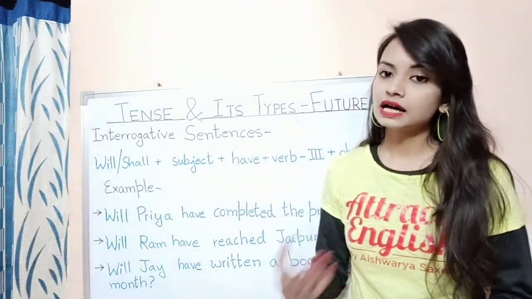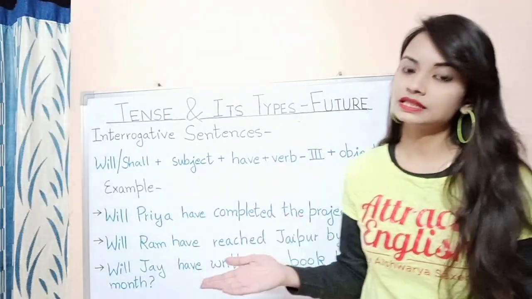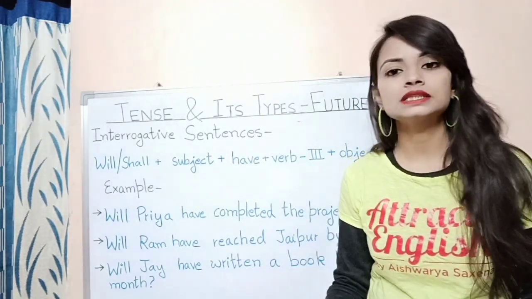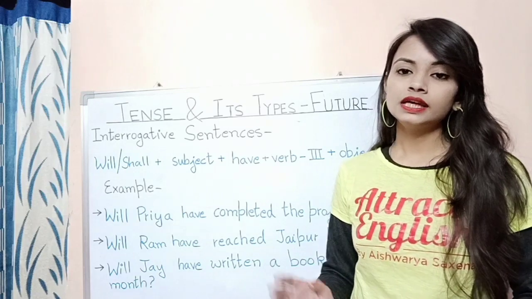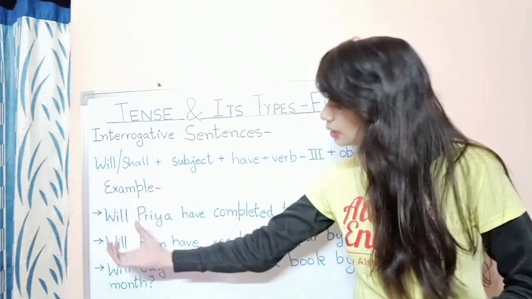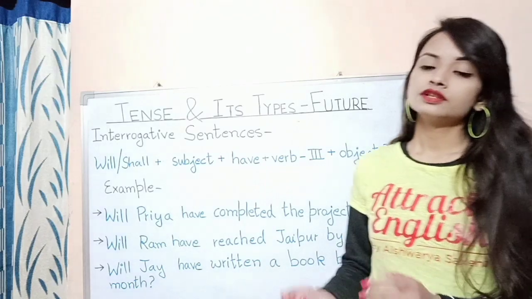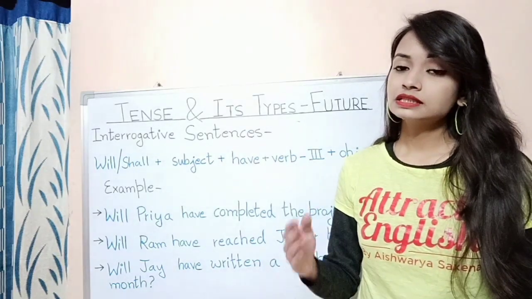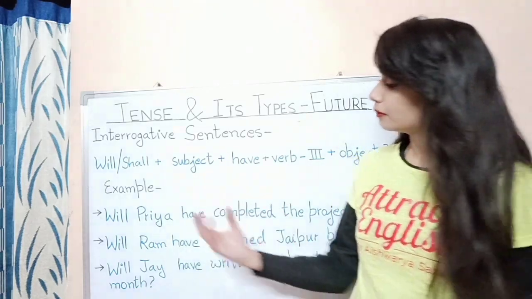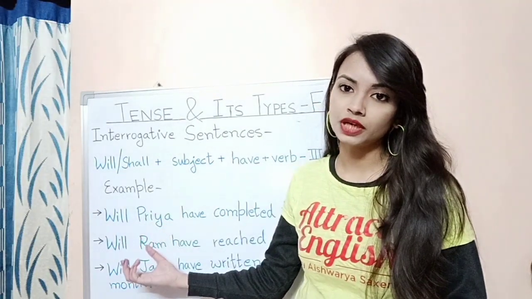Now I am asking. Earlier it was Priya will have completed the project by Wednesday. So that time I was telling that Priya will have completed her project by the coming Wednesday. But now I am asking that will Priya have completed the project by Wednesday, and a question mark. So a simple sentence, a statement has been now converted into a question simply by interchanging the positions of will and Priya, that is the subject.